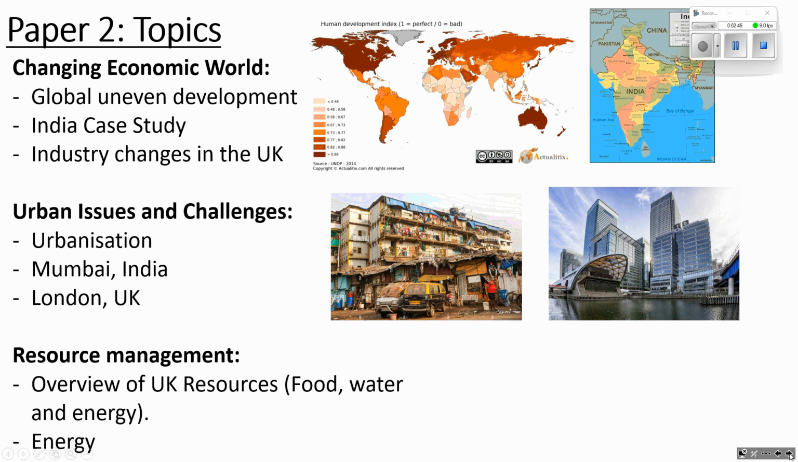Finally, we're going to finish off with the resource management for paper 2. We've got an overview of the 3 main resources, food, water and energy, with a bit more of an in-depth study of energy resources, looking at global demand for energy and our supply and how we can increase our supply for the future using renewables.